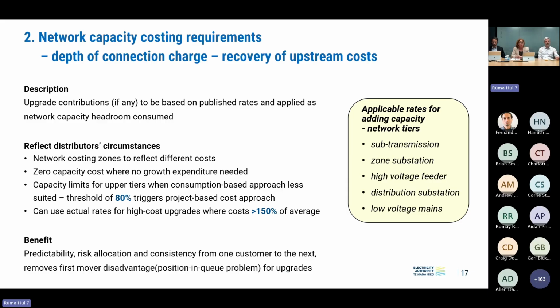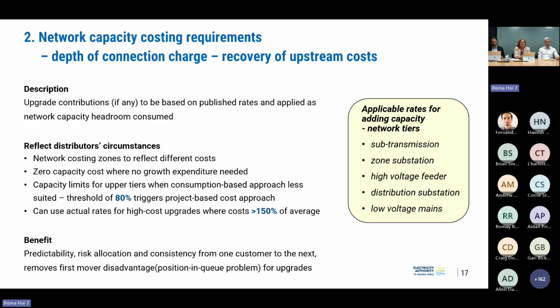We consider this as preferable to the project-based approach, where costs are only allocated to an applicant who triggers a capacity upgrade. The network capacity costing approach removes the position and queue lottery that can deter efficient connection investment. This proposal does not require networks to charge connecting parties for upstream investments. However, if they do charge, then it must be on this basis.